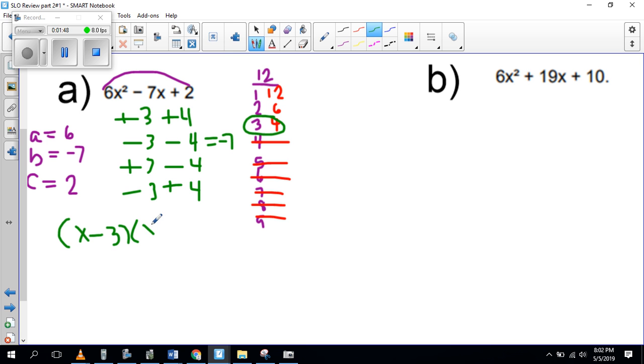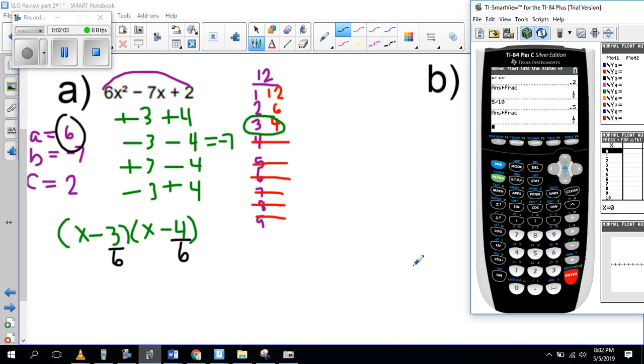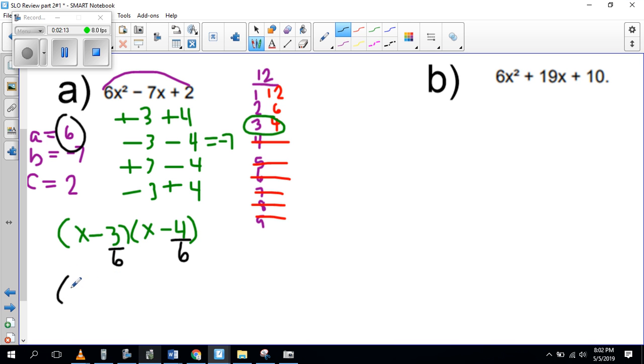And remember I told you that the AC method is a little bit harder. So, don't think we're done now. We have to divide by our A. So, that's what we've got to do. So let's see here. Use our calculator. We're going to do 3 divided by 6. It's going to give us a decimal. So we hit math, enter, enter. We get x minus 1/2.